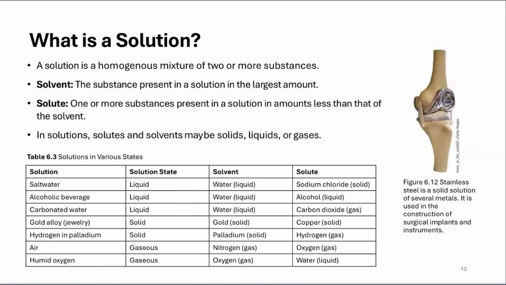Lastly, an example of a gas solution is going to be air. Air is mostly nitrogen because that is its solvent. Its solute, in terms of amount, the largest is oxygen, but air actually has different solutes, including carbon dioxide gas, water vapor, helium, just to name a few. On figure 6.12, we have an example of an alloy. There we can see stainless steel, which is an important alloy that is utilized in surgical implants and instruments.